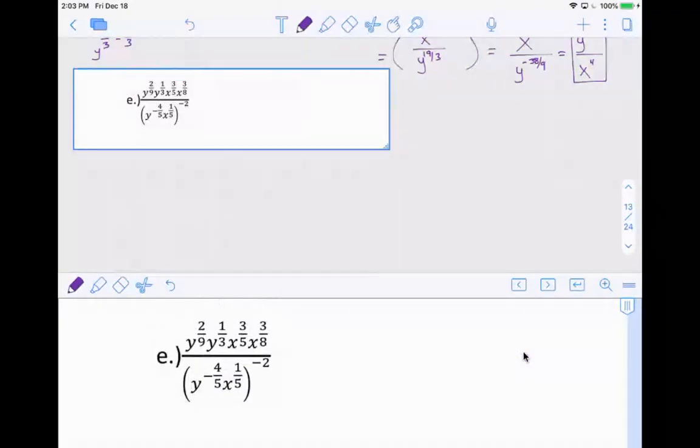This last one is the worst case scenario. It has a lot of the rules in there. It is meant to test you, so I strongly recommend you pause the video, try it on your own, see how it goes, and then come back here and see if you got it right.